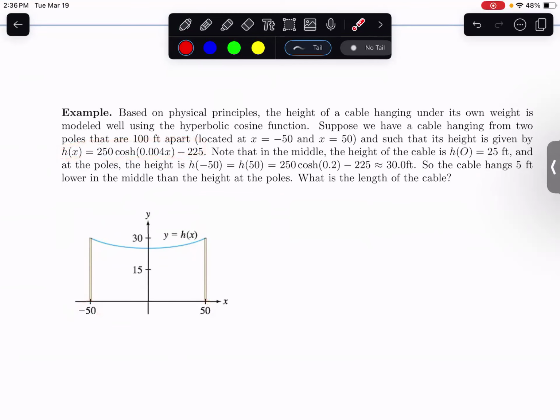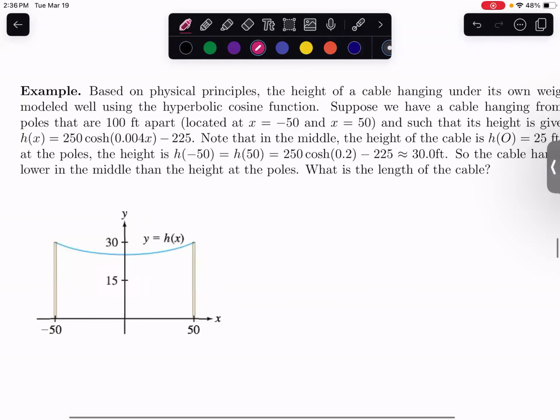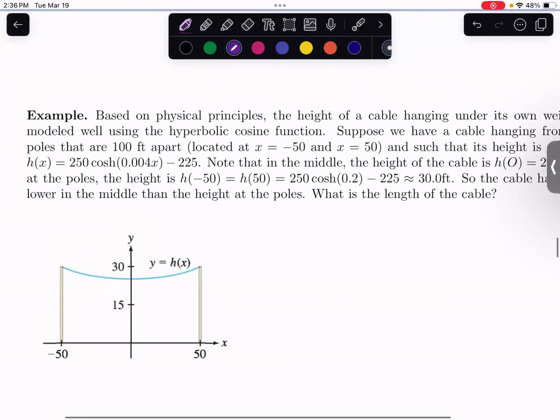If we want to determine the length of the cable, this is really just asking us to find what the arc length is going to end up being. And you can probably guess we're using a hyperbolic cosine function. We want a square to show up, so we're probably going to use the Pythagorean identity. But first, let's just look at what h prime of x ends up being equal to.